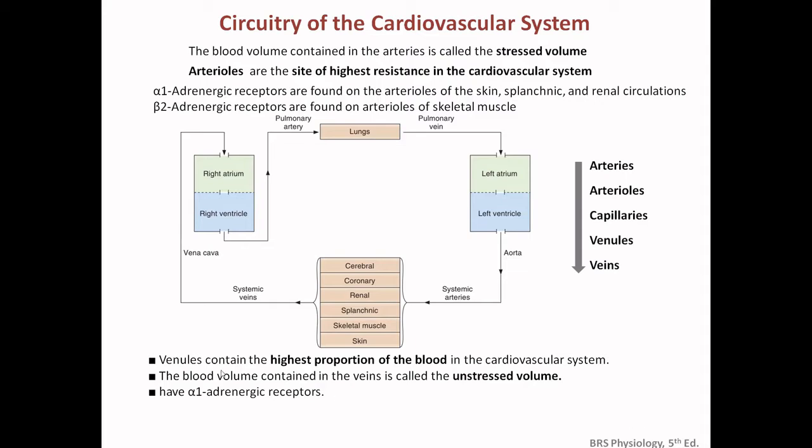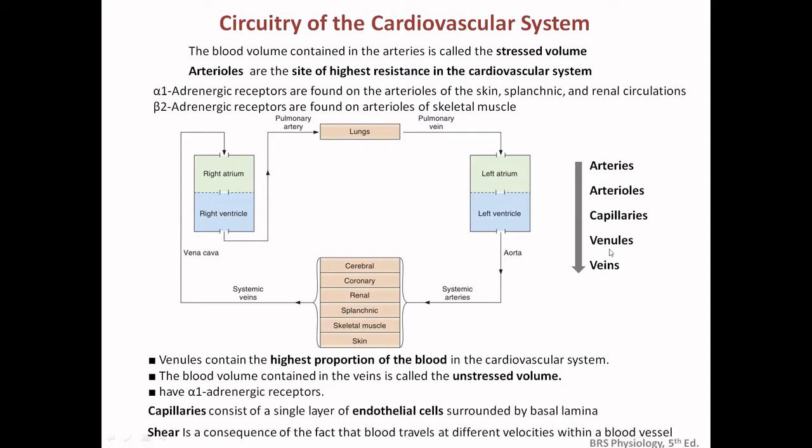Okay, and the venules contain the highest proportion of the blood because they have the largest volume in the cardiovascular system. Here the blood is called the unstressed volume because it is very relaxed and the wall of the vein is thin, and the capacitance is high, which we will discuss in this lecture. And here only the alpha-1 adrenergic receptor is found.